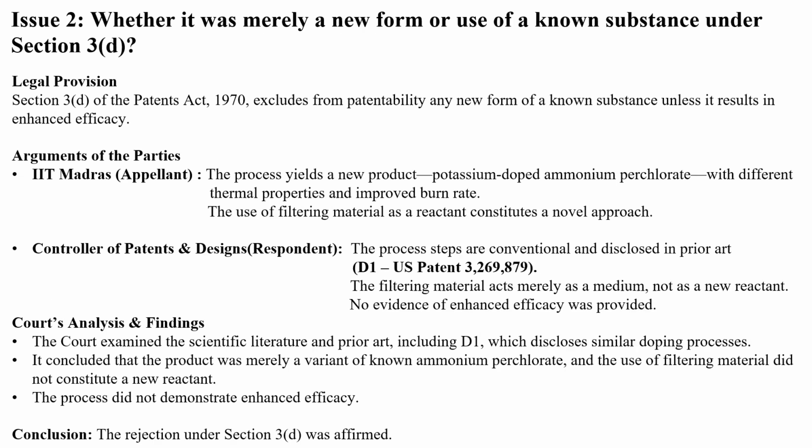So coming to the next issue: whether it was merely a new form or use of a known substance under Section 3, Clause D. IIT Madras claimed their product had improved thermal properties and burn rates. But the controller cited prior art, specifically US Patent 3269879, and argued no enhanced efficacy was shown. The court examined and agreed with this, finding the invention lacked novelty and efficacy. This was the court's analysis, and the rejection under Section 3, Clause D was upheld.